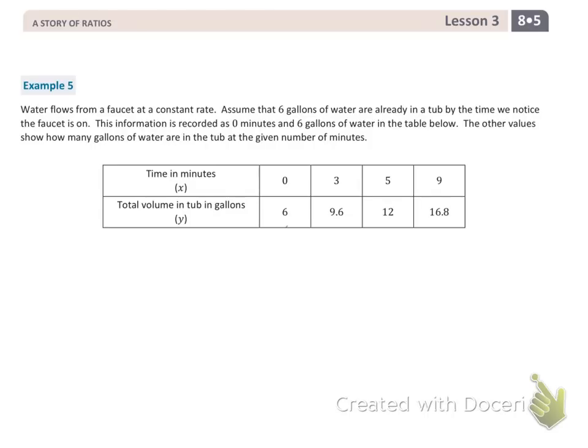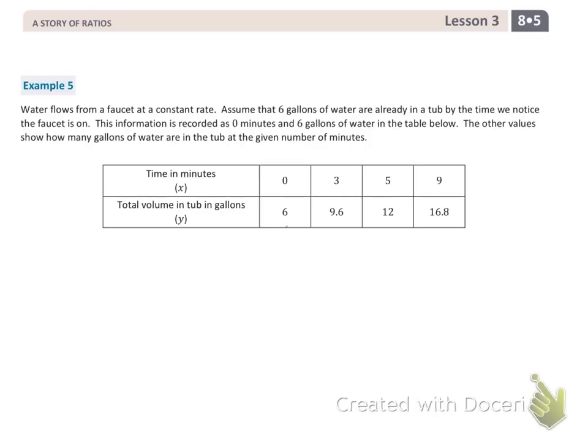Okay, here's our last example before we get to the exercises. And this one again is about water flow. So here we're given a table of values, and we're told that water flows from a faucet at a constant rate. Assume that 6 gallons of water are already in a tub by the time we notice the faucet is on. The information is recorded as 0 minutes and 6 gallons of water in the table below. The other values show how many gallons of water are in the tub at the given number of minutes.